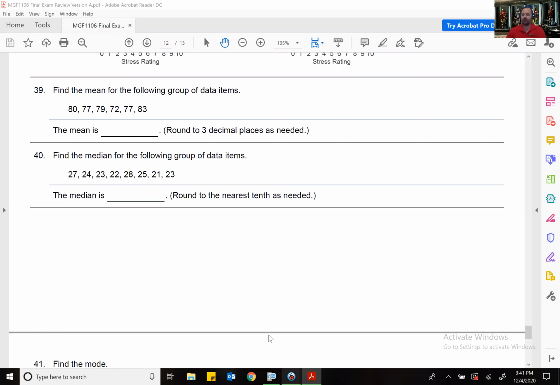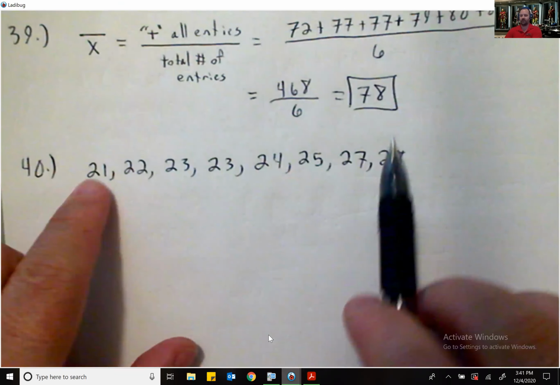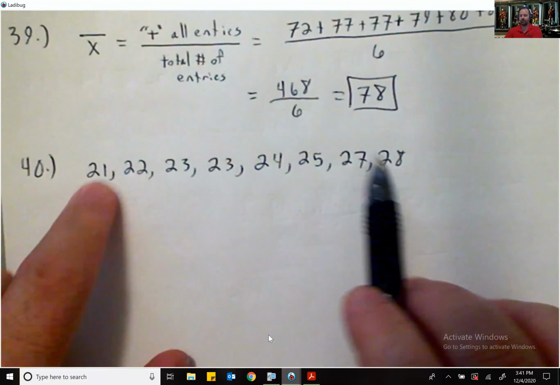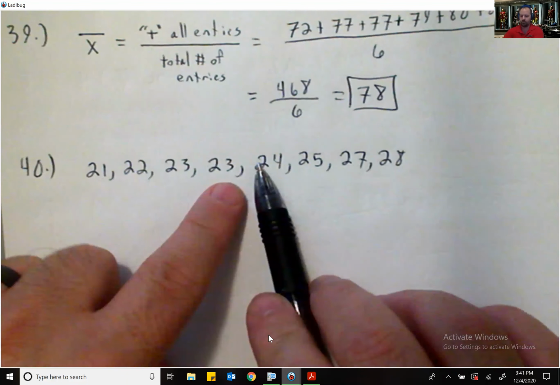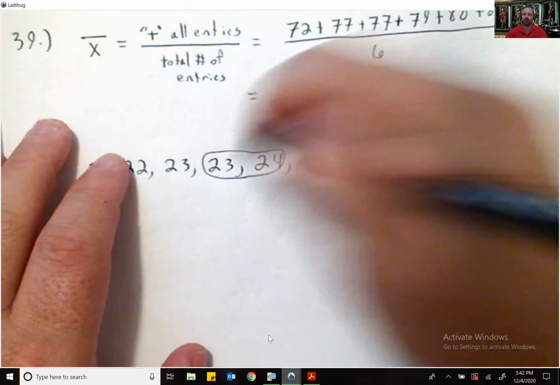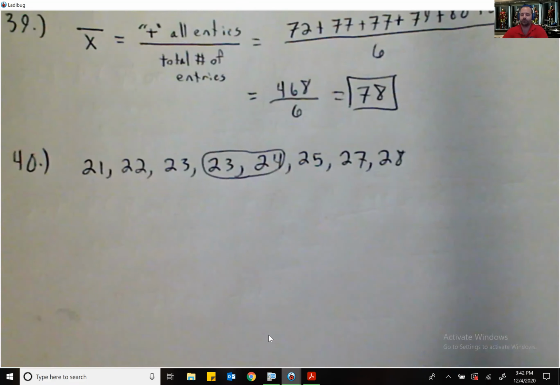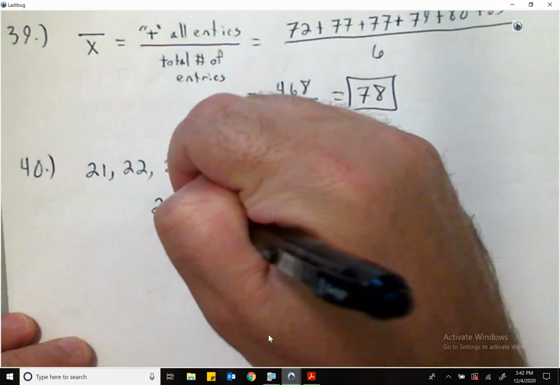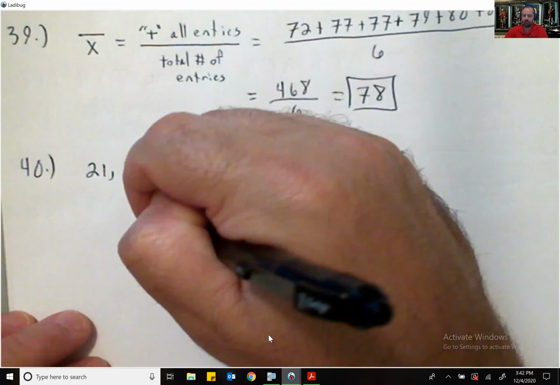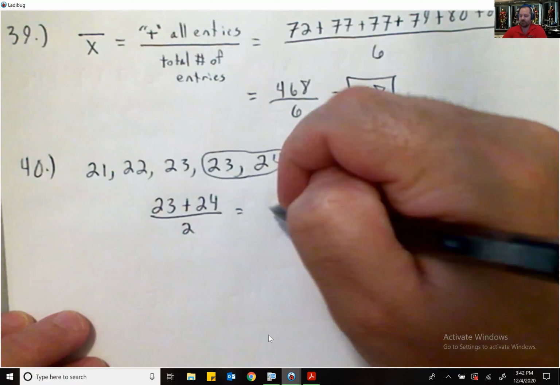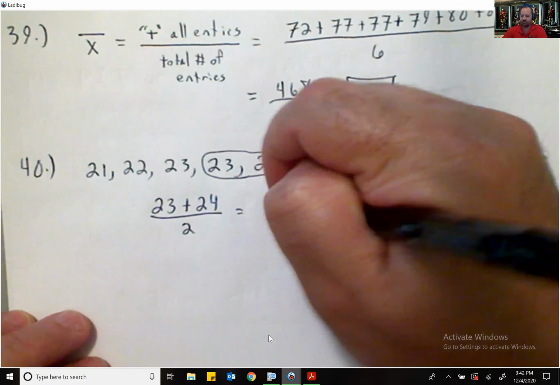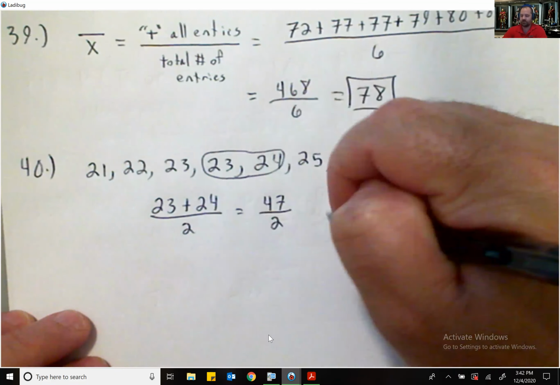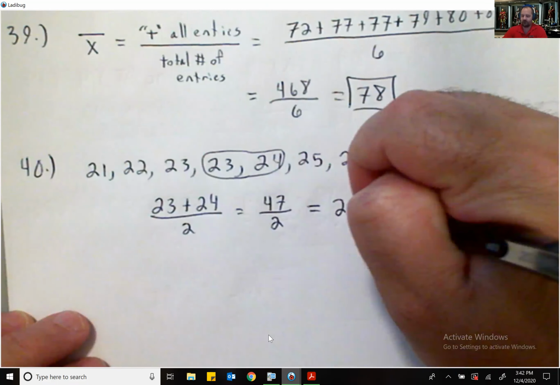So median means middle. So all you're going to do is just jump your way to the middle. So we jump, we jump, we jump. Uh-oh. We're stuck between two numbers. What do we do? Add them together, divide by 2. You got it. Take the average. So 23 plus 24 divided by 2. So that gives us 47 divided by 2, which is 23.5.